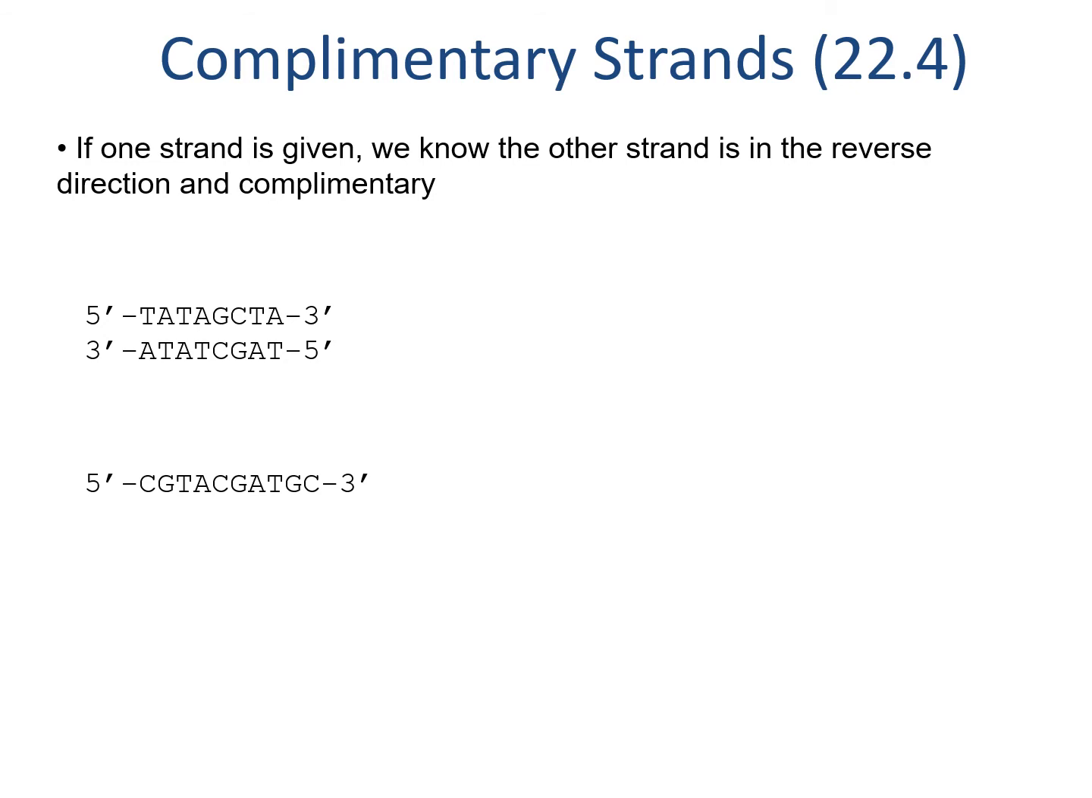Now pause and try to identify what the second strand would look like. Again, we see every C would be paired with a G and every T with an A, but again, the 3' end would match with the 5' end and the 5' end with the 3' end. The strand would be in the opposite direction.